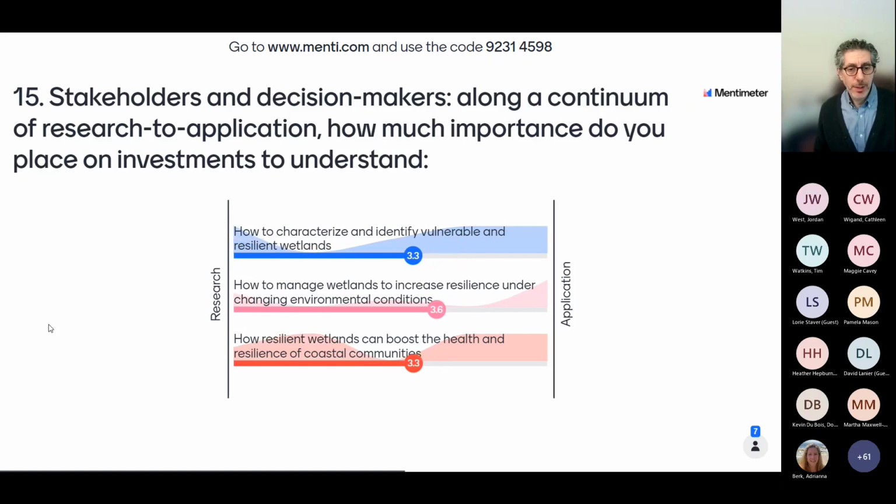Give you a little more time to put in your responses. To about a third of the people, and looking like how to manage wetlands to increase resilience under changing environmental conditions, more toward application. So I guess, Jordan, 2.5 would be the middle point. So if we're to the left of 2.5, then it's more toward the research side. But what we're seeing is for all of them so far, more toward the application, as we saw in the last slide, but particularly with how to manage wetlands to increase resilience under changing environmental conditions.